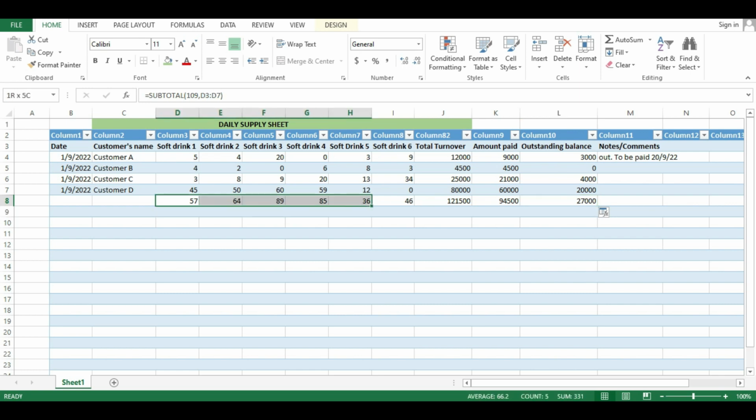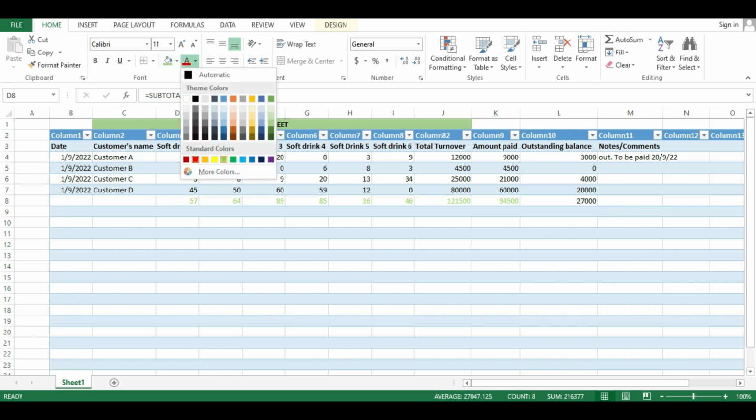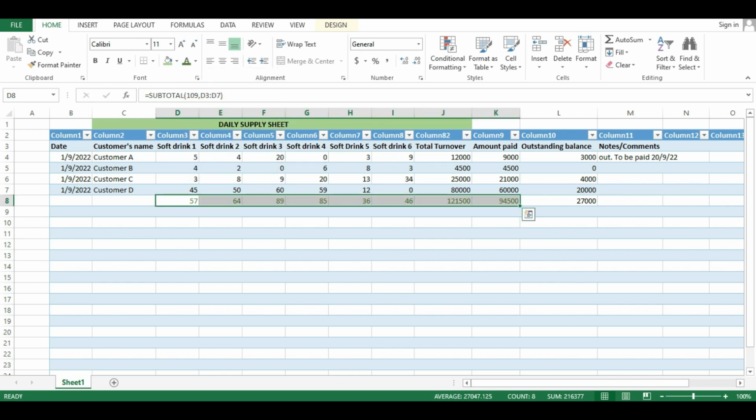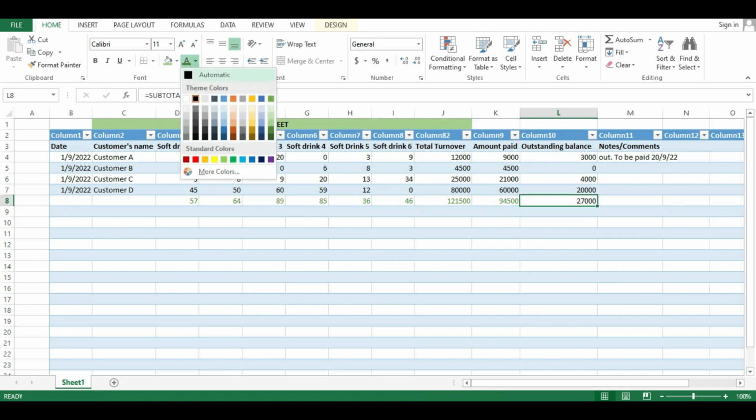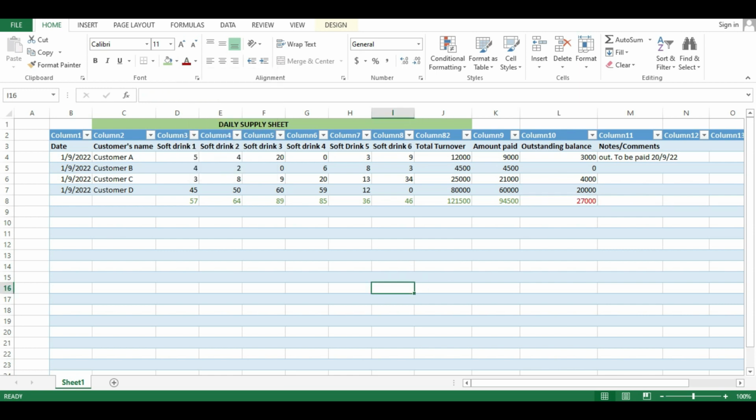So you can make this green, the letters themselves, okay, something deep. Then you make this red. Outstanding balance is actually what you don't have on your hands yet, so you want to make the color different so that you know how much you have outside. So with this, you can continue the next day.